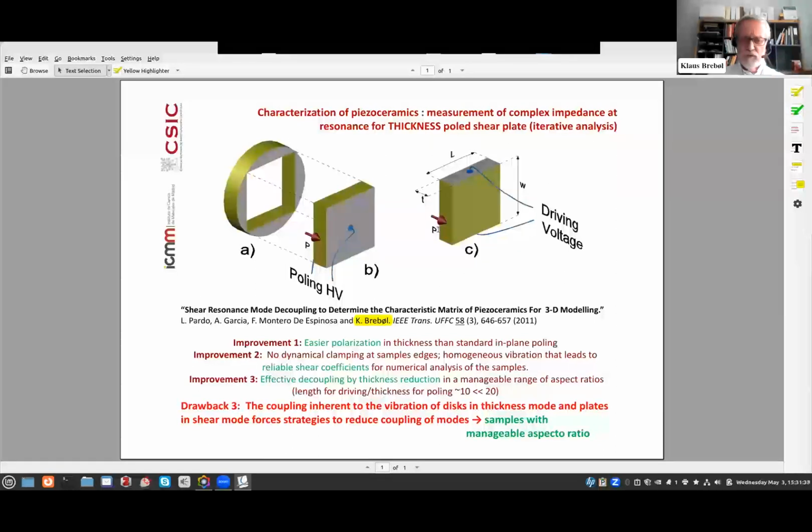So we can do this as a continuous process. The advantage of using this sample is that it's easier to polarize. It's the same poling condition as for the disk. So probably we have a more homogeneous set of samples and therefore a better homogeneity in the data we extract. And by the possibility of making this continuous change in the aspect ratio, we can adjust our spurious modes.